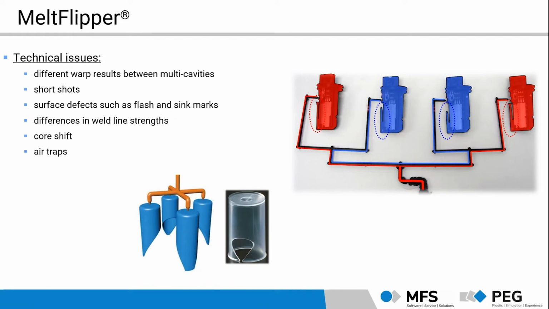They can observe differences in weld line strengths, for example, because when weld lines are formed in the parts, they are formed in cavities with hotter material there and with colder materials in later filled cavities. Sometimes core shift is a problem. I will also show you an example later. Or they can observe things like air traps, which is an example here.